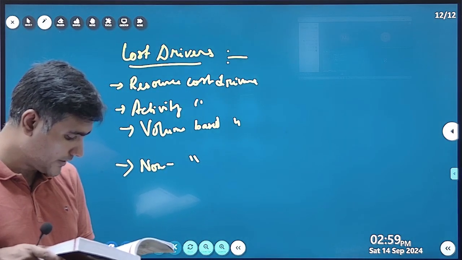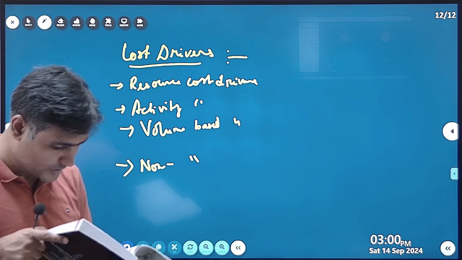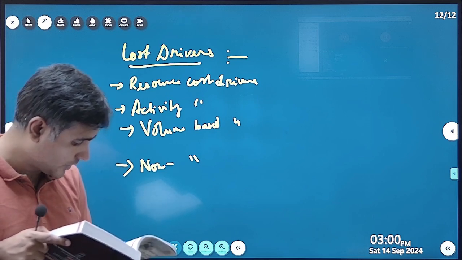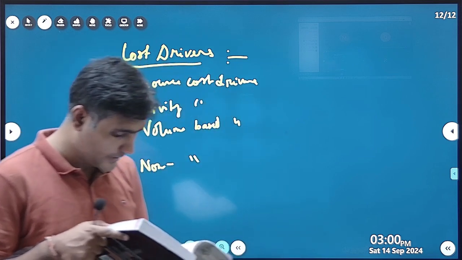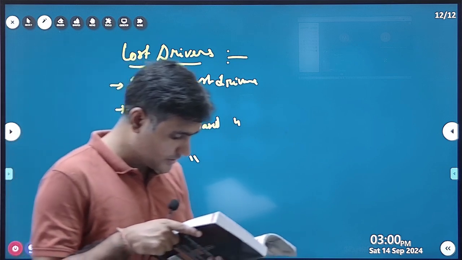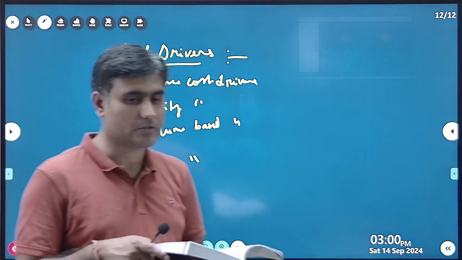Then volume based cost drivers. They assume that a product's consumption of overhead is directly related to units produced. That is, in case of machine hours, if volume is increased by 10%, machine hours will increase by 10%. Hence, energy cost will increase by 10%. Okay, volume based cost drivers.